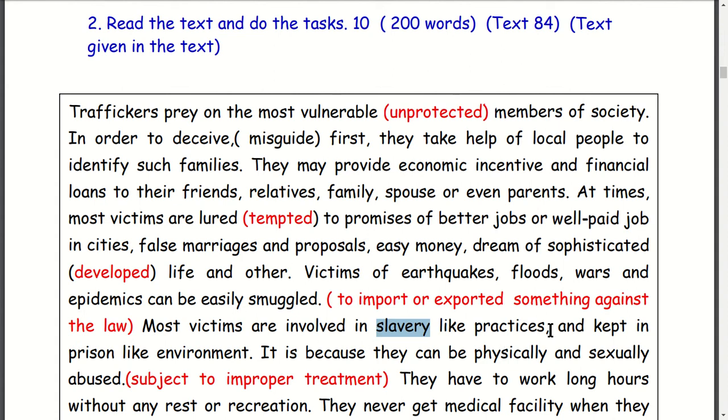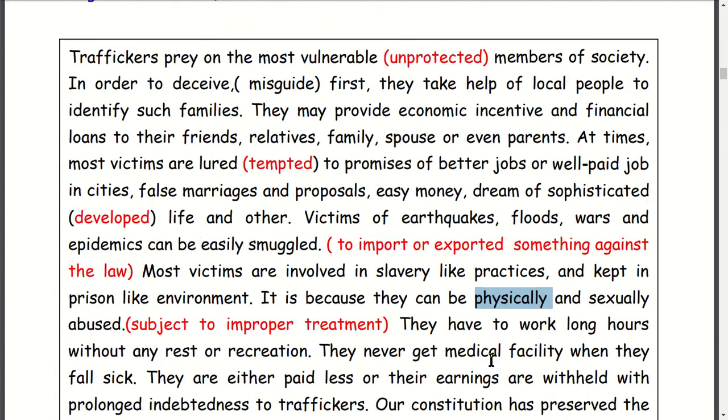They are involved in slavery-like practices and kept in prison-like, very bad environments. They can be physically and sexually abused, meaning subject to improper treatment. They have to work long hours without any rest or recreation, and their condition is very bad.